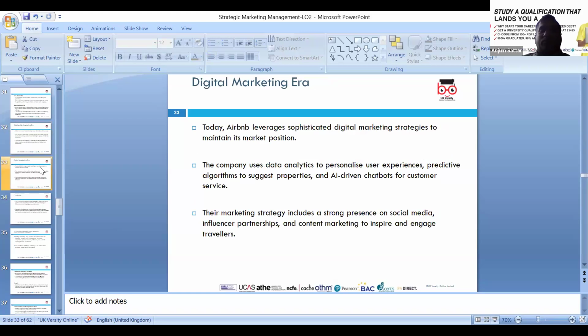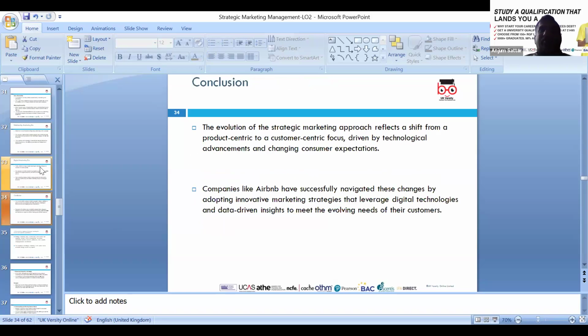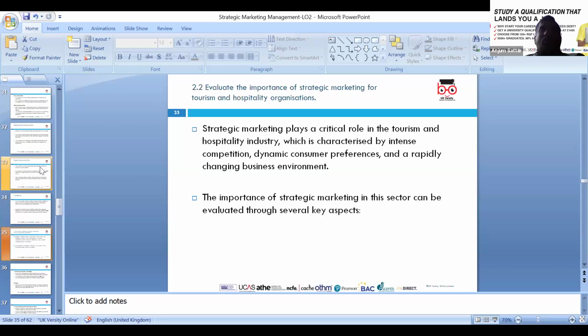Today, of course, we had a discussion of this case. Airbnb is looking at an AI-driven chatbot, which is huge, where you ask your question and get an answer, and of course ChatGPT, when you're writing something and want answers to a question, you can find it. That's huge and reflects the shift from product-centered to customer-centered. We can look at technical advancement, online booking, tracking, and these technologies becoming common. Then we can look at the importance of strategic marketing in tourism organizations.